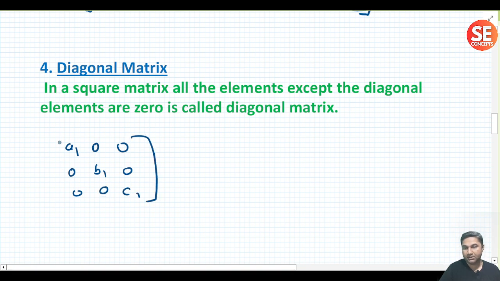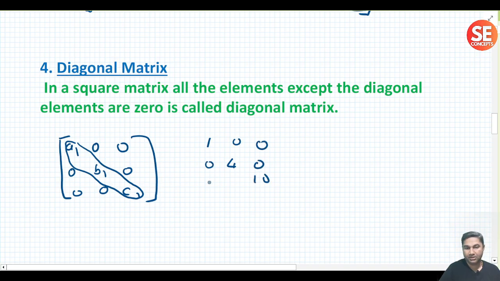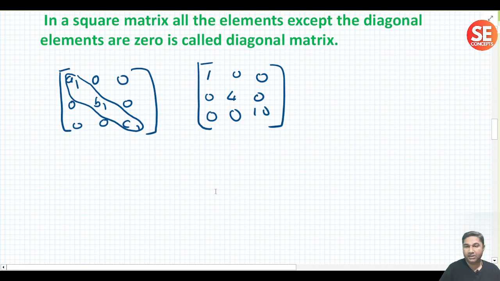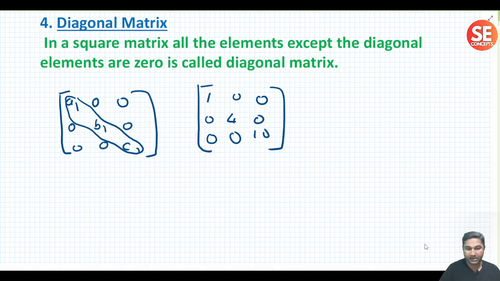So in the matrix, all the elements except the diagonal are 0. You can write any number, 1, 4, 10. This is 0, this is 0, this is 0, this is 0, this is 0, this is 0. This can also be a diagonal matrix. There is one more matrix, we call it the scalar matrix. Scalar matrix is nothing but, I'll just write the definition here.